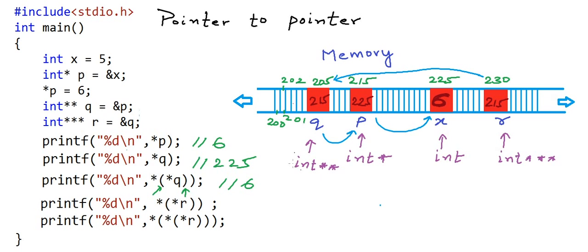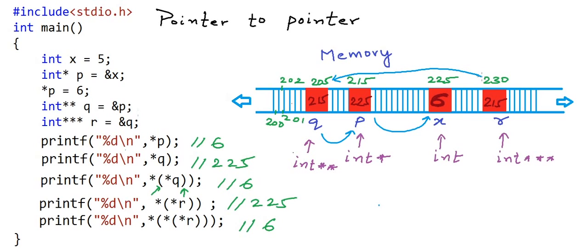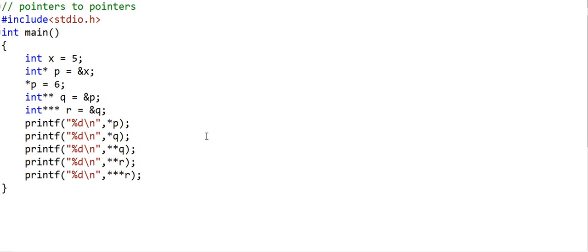Now what about these two print statements, asterisk asterisk r and asterisk asterisk asterisk r? Asterisk r means value in q, which will be 215, and then one more dereferencing will take us to value in p, which is 225, and one more dereferencing will take us to value in x, which will be 6. If you see, this is really interesting. From r we are using one asterisk operator and we are able to go to q, then we are using the asterisk operator twice and we reach p, and then we are using the asterisk operator thrice and we reach x. Let's make some more changes in this code and run this in a real compiler.